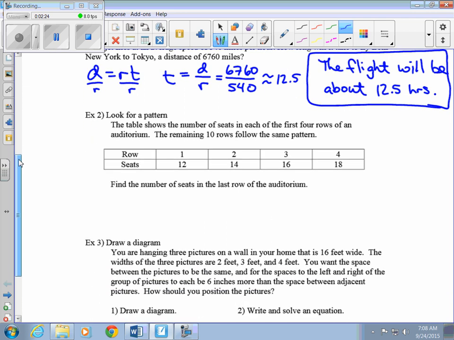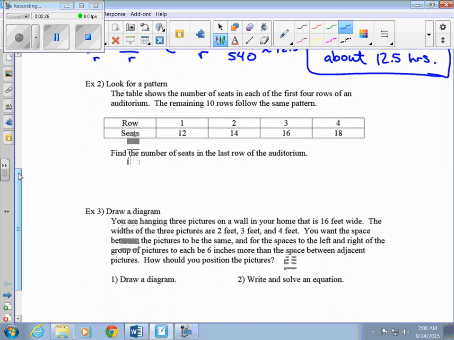Now example 2 is to look for a pattern. And it says the table shows the number of seats in the first 4 rows of an auditorium. The remaining 10 rows follow the same pattern. We want to find the number of seats in the last row of the auditorium.